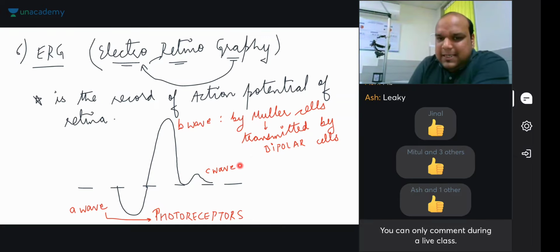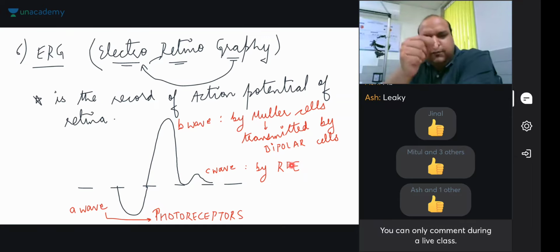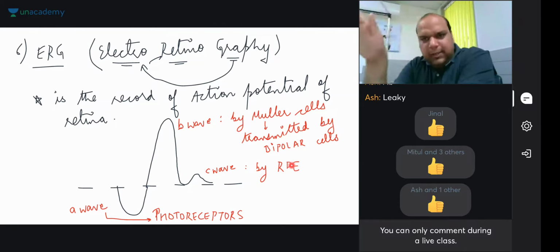Now, the C wave, everybody. The C wave is generated by cells of the retinal pigment epithelium. This basically denotes metabolic activity. The metabolic activity occurring in the pigment epithelium generates the small wave, and that is your C wave. Okay, everybody. So three simple questions: A wave, B wave, C wave. You can get an image-based question to identify the wave, or they can mark an arrow on any of the waves A, B, and C and ask from which cells that wave is produced. That's the A, B, and C wave.